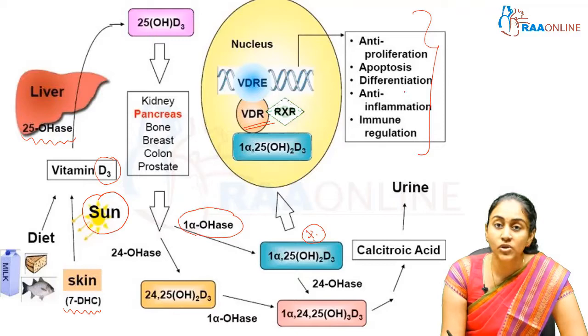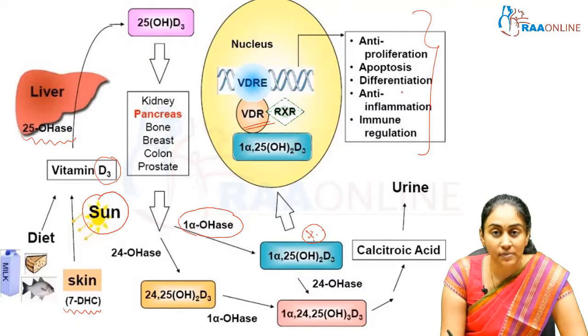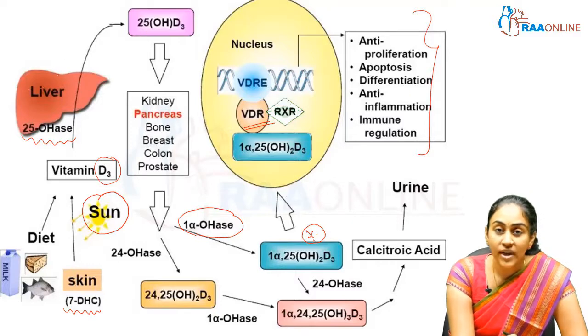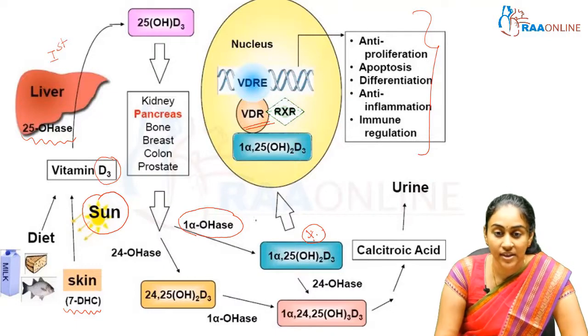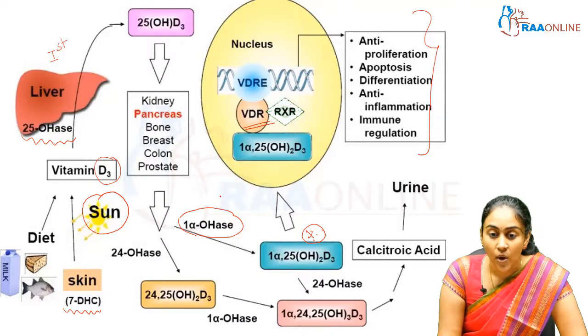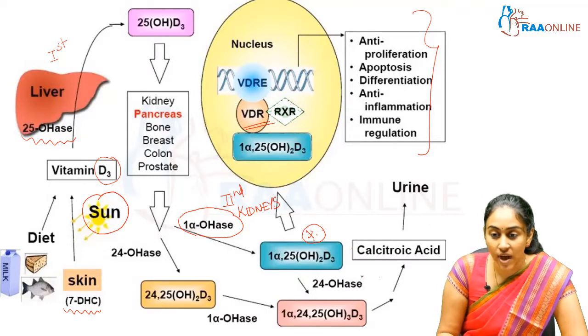So two organs which you need to keep in mind as far as the vitamin D metabolism is concerned. One is the liver, where there is 25-hydroxylase. So this is the first step, and then the second step is at the kidneys, which has the 1-alpha hydroxylase. So this is the second step which happens in the kidneys. Now there is another hydroxylase which is the 24-hydroxylase.